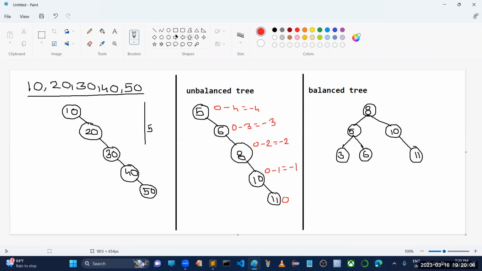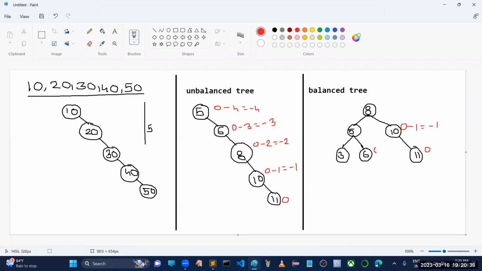Balanced tree. Sir, can you please show me the balance factor of this node? The balance factor for this node is 0, because the left tree height is 0 minus the right tree height of 0. So the balance factor is 0. But what about this node 10? The left subtree height is 0, minus 1 as the right subtree height. The total is -1.